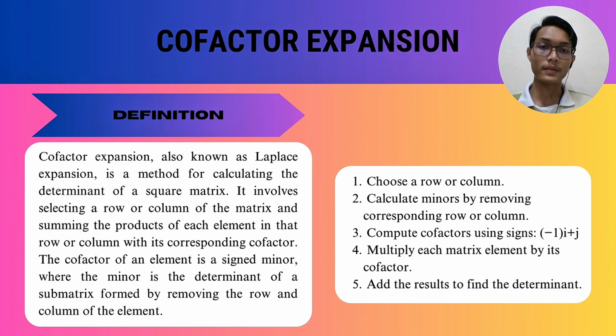And for the steps of cofactor expansion, the first step is to choose a row or column. The second step is to calculate minors by removing the corresponding row and column. The third step is to compute cofactors using the sign (-1)^(i+j). The fourth step is to multiply each matrix element by its cofactor. And the fifth step is to add the results to find the determinant.